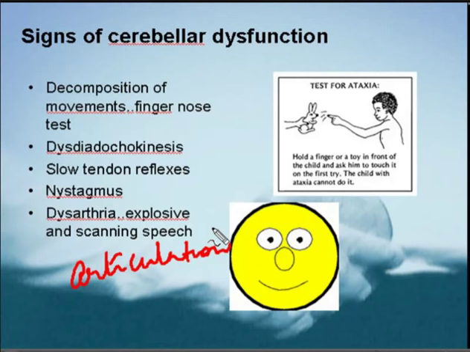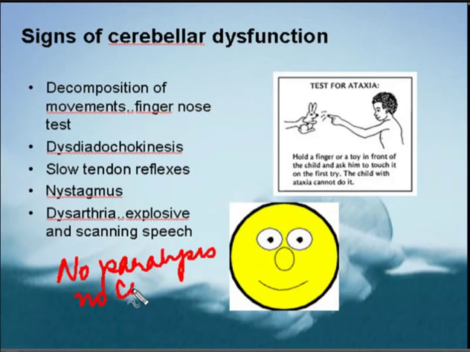And the main thing that you see in cerebellar lesions is that there is no paralysis and there's no loss of sensation. So there are no sensory changes. And even though the muscle contractions are weak and the patient fatigues easily, there is no atrophy of muscles. That again is another important thing.